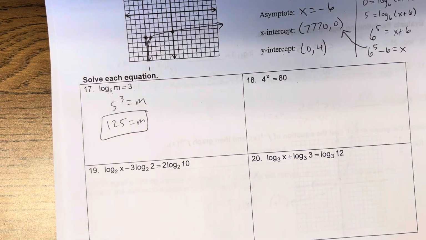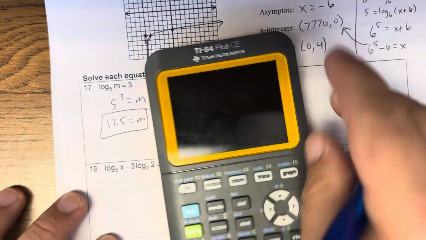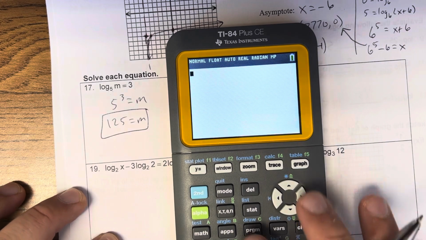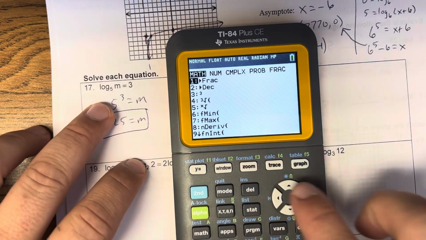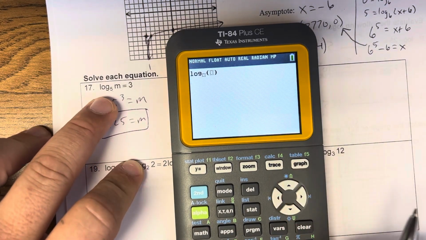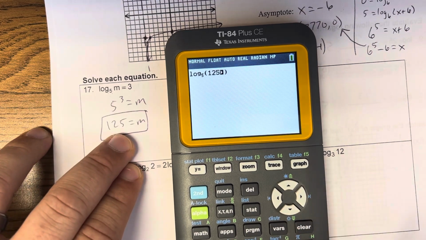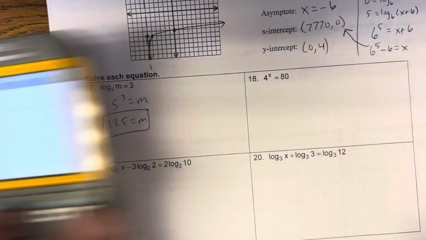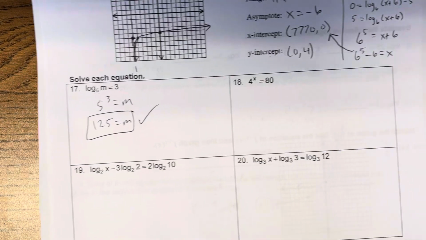And then we can always check it just to make sure. So I can plug it in and make sure it checks. And so on this one, I'm going to do log base 5 of m, which is 125, and see does it equal 3? Yes, it does. And so we can check all our answers as we go through it.